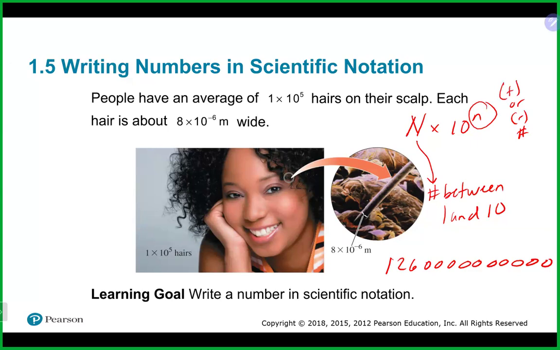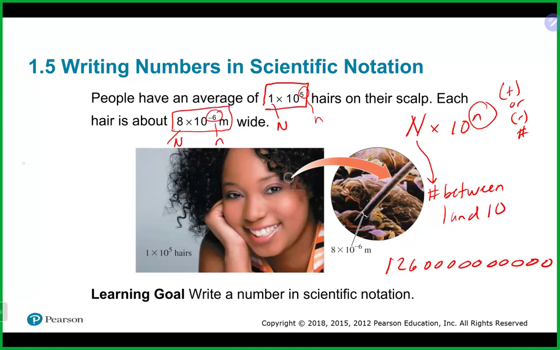As you can see here, we have 1 times 10 to the 5. Here's our 1, which would be the big N part, and this 5 is the little n. This is 8 times 10 to the minus 6. That's the big N part, and negative 6 is our little n part on the other number.